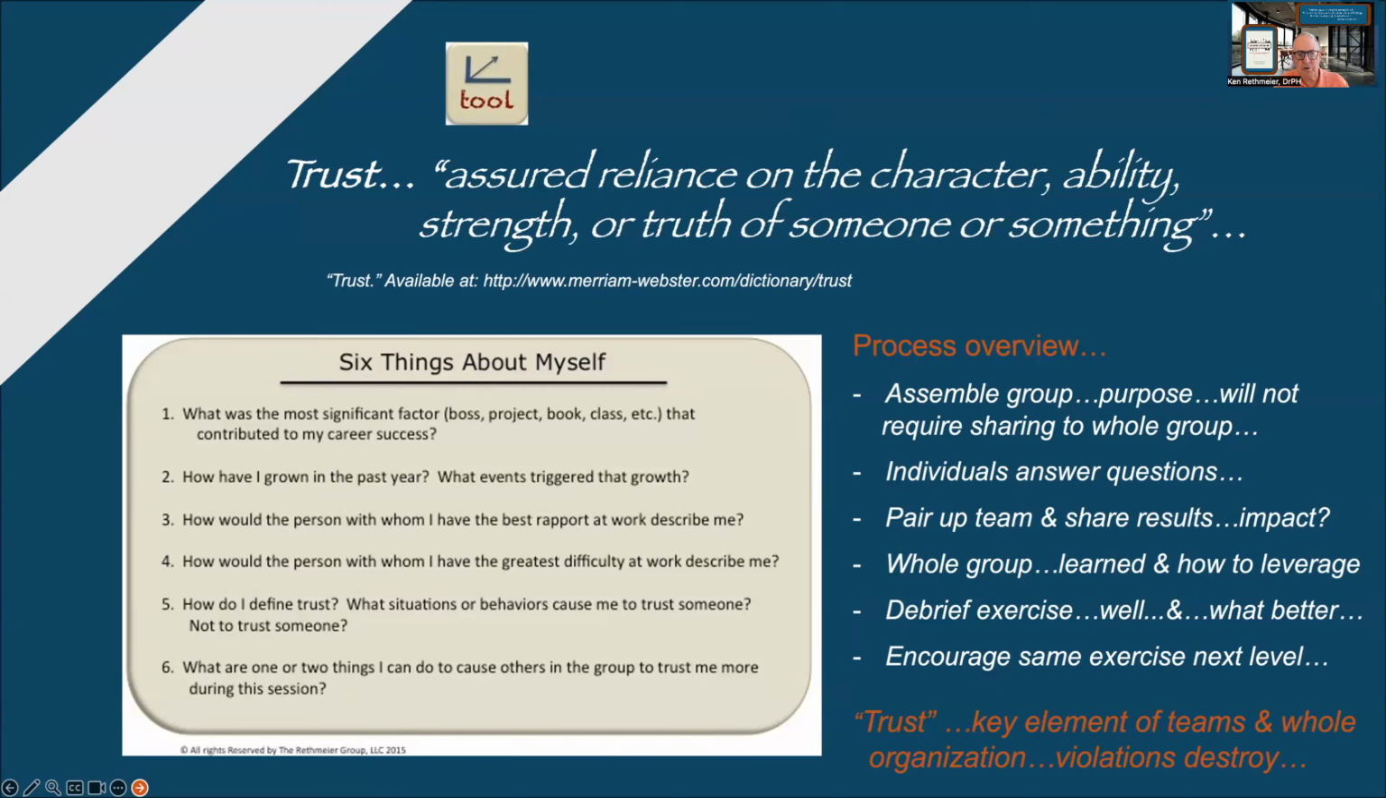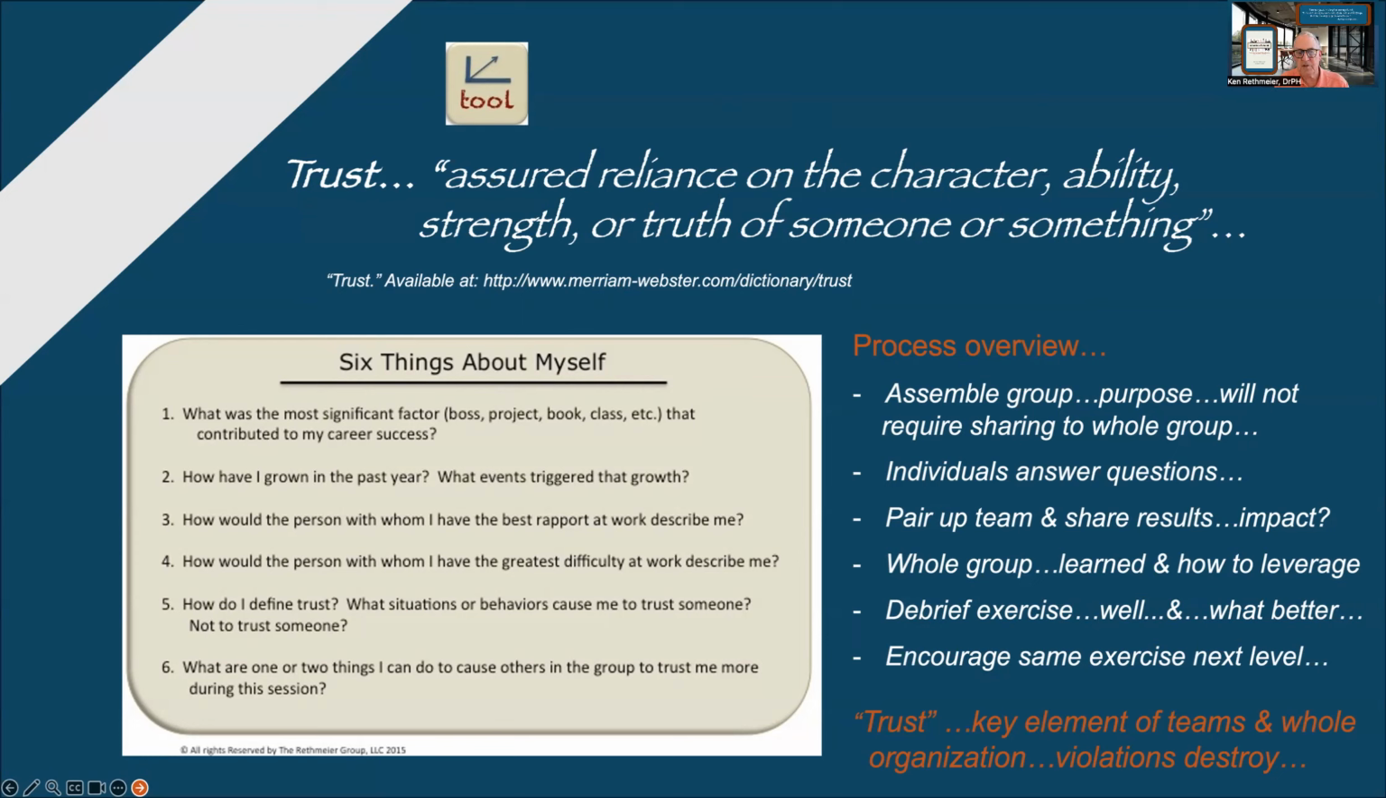And then the other questions get to, how do people describe me? What are the events that have helped me grow in the past year? And what's the biggest difficulty? And that's one that's tough. You're not going to share those with the whole group, but you're going to share it with somebody else. And that's in the second phase.